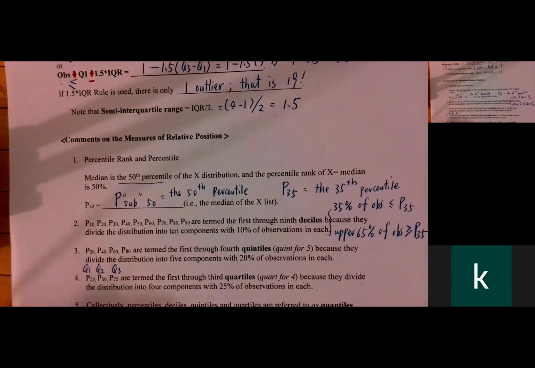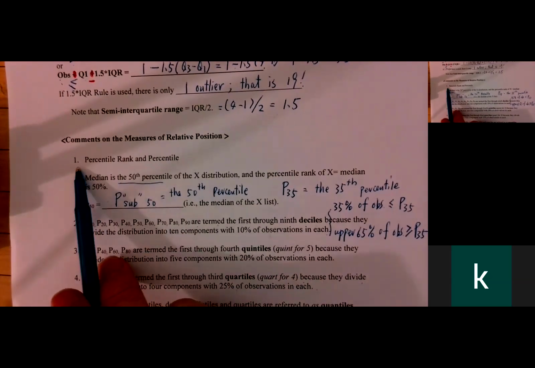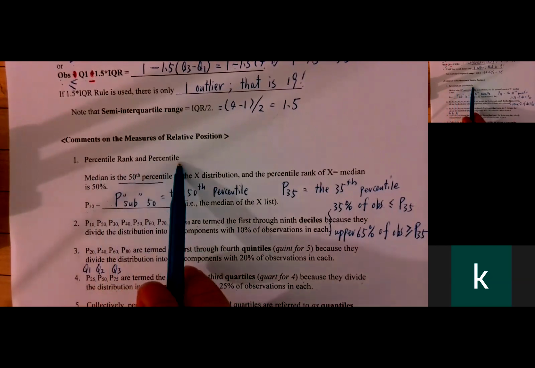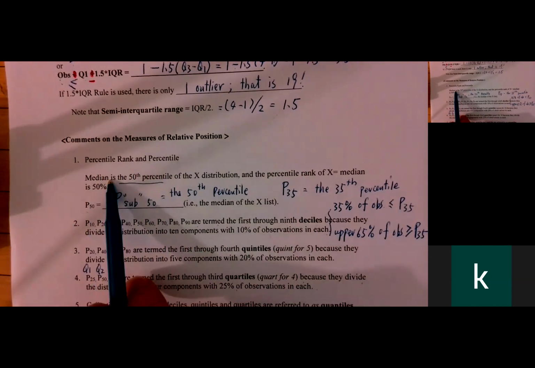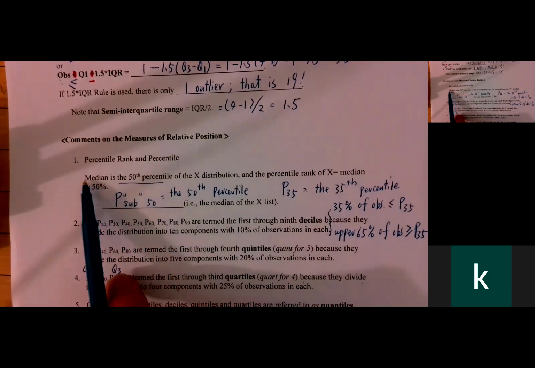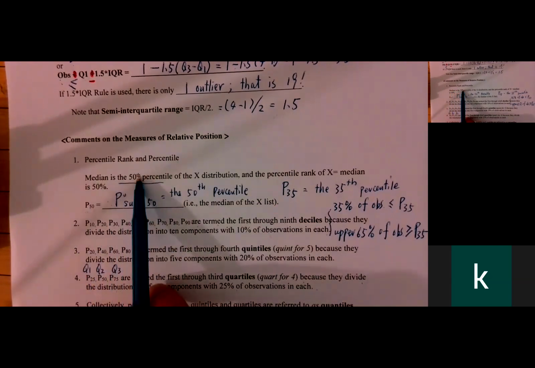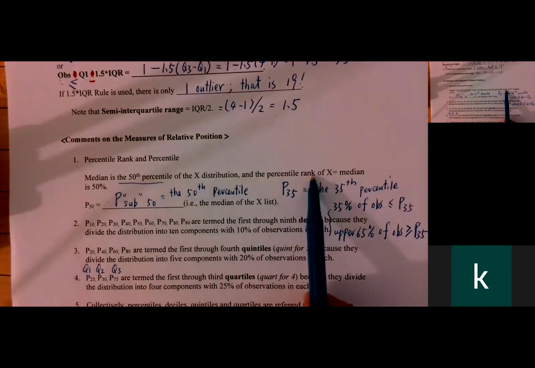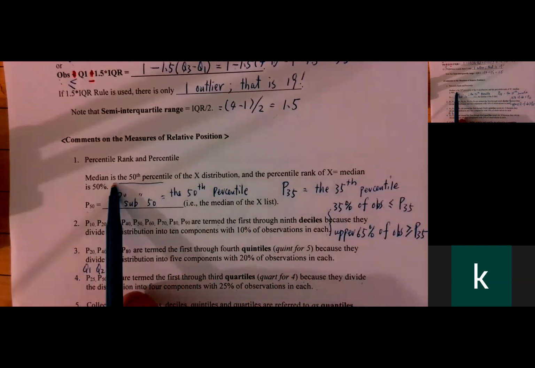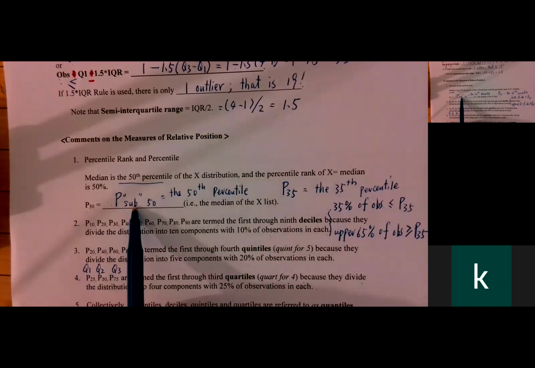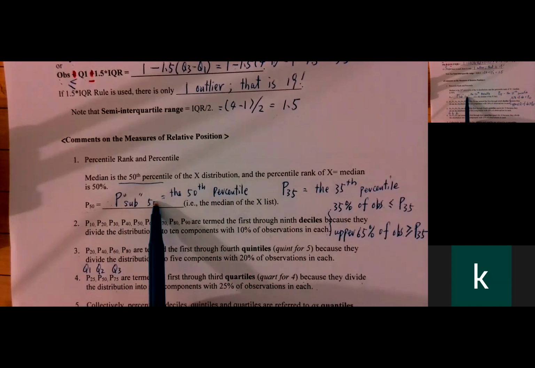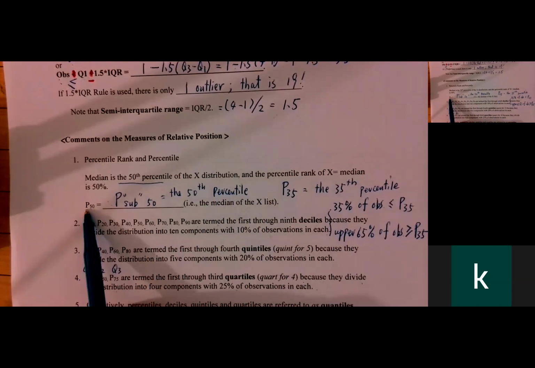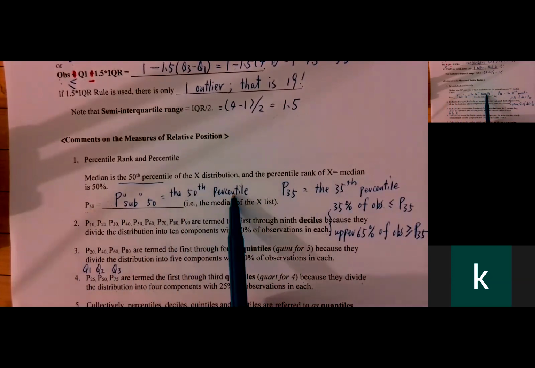Let's look at here. Percentile rank and percentile. We say median. This is almost what I covered already, just repeat. Median is the 50th percentile of the X distribution. And the percentile rank of the median is 50%. Okay? The notation used is P sub 50, with the 50 in lower position. But that's too much trouble, so most of the time I just read it as P50, the 50th percentile.